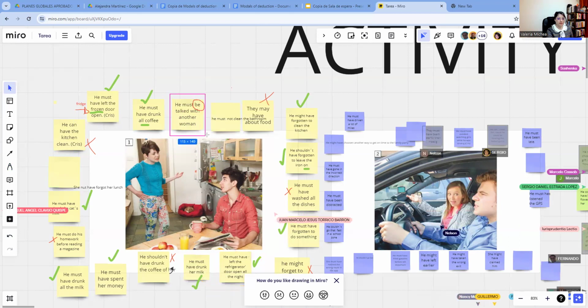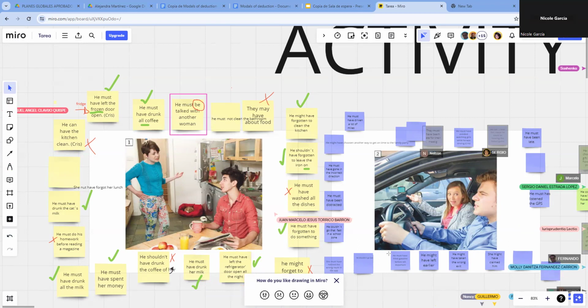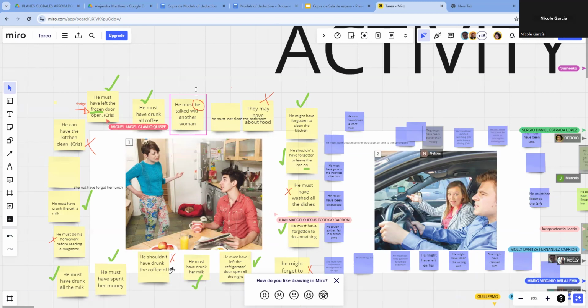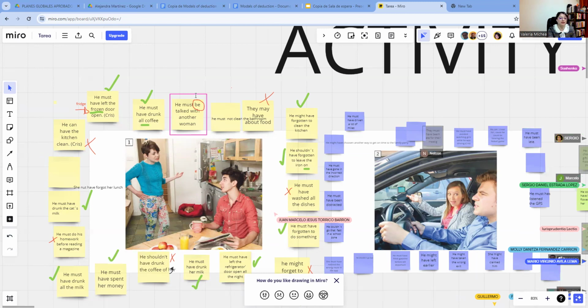"He must be talked with another woman." Why is this incorrect? Does anybody know? We can say "have been talking." Yep, there you go. Because instead of the verb to be, it should be the verb to have. Yeah, very good. Thank you very much, Nicole. And that's right. That's the problem.